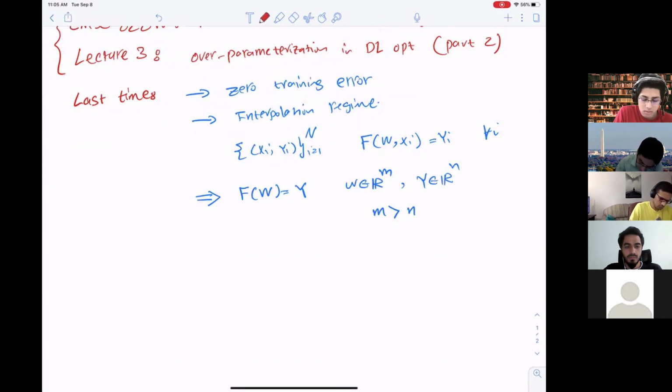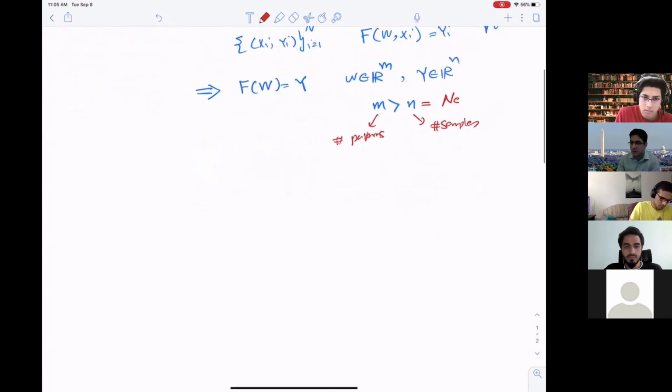And here, this small n, when we are in a multi-label classification or regression problem, would be equal to the number of samples times the number of classes that we have. So this is the number of samples that we want to interpolate, and these are the number of parameters that we have in our model.